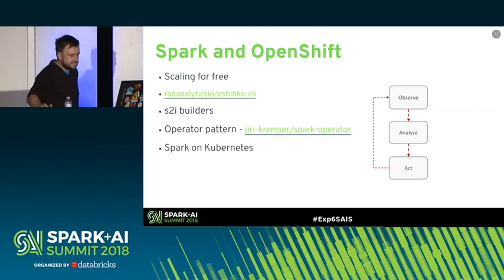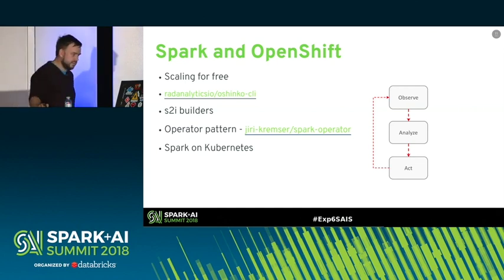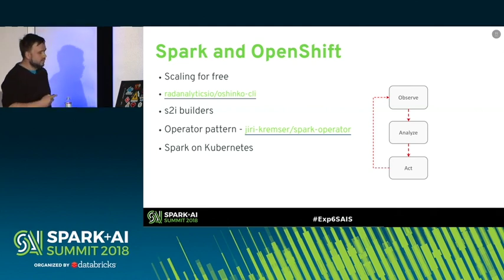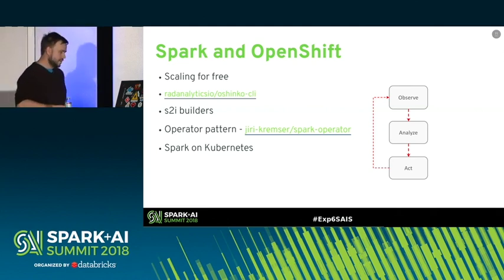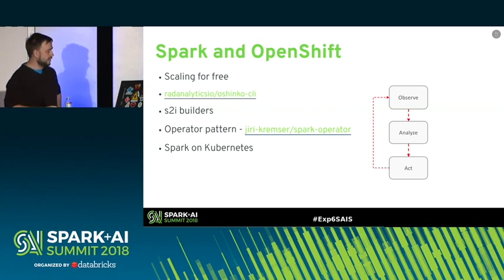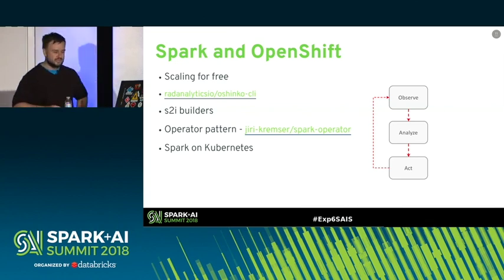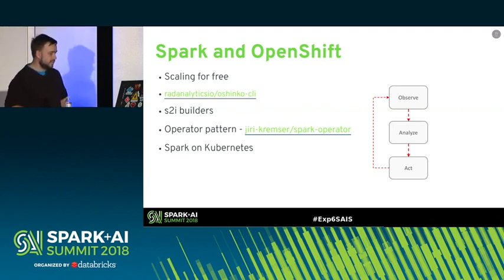I also implemented something called the operator pattern in the last couple of days. It's a design pattern in Kubernetes where you basically leverage this loop: observe, analyze, and act. And you use native objects in Spark, like deployment configs and others. This operator watches for changes of these objects, and if it sees a new config map, it will create a new Spark cluster. I will show that in the demo.